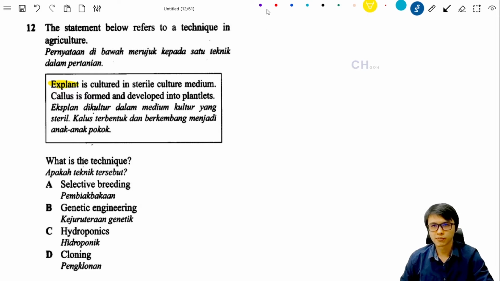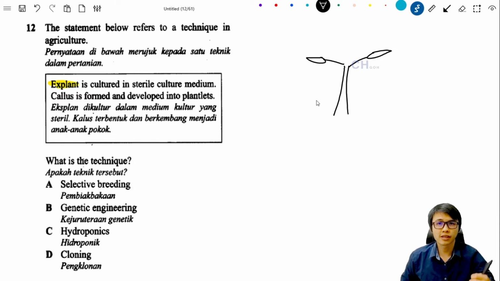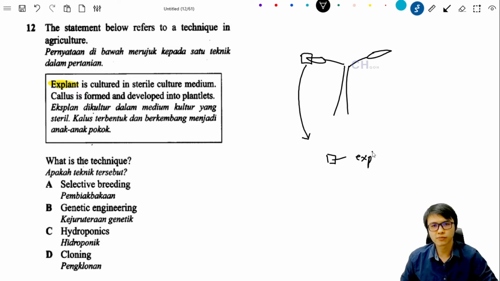What is explant? Now, try to imagine that you have a plant that you want to clone. If you want to clone the cell, you must get their DNA, am I right? But for this technique, we are not going to get the DNA. Instead, we need to get the cell of this plant. So we cut out a part of this plant, okay? And this part of the plant is known as the explant. And we are going to put this explant into a test tube.